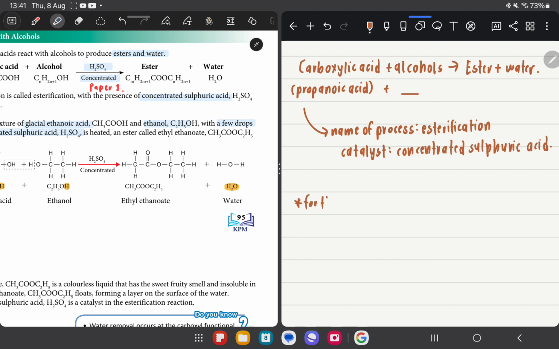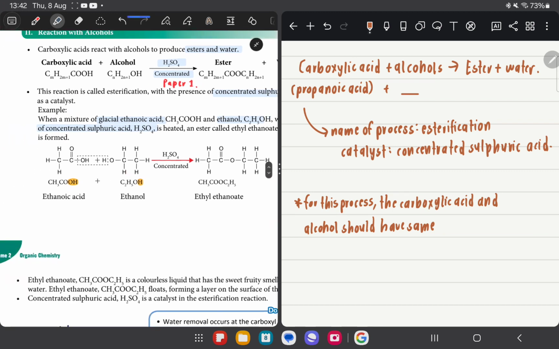For this process, the carboxylic acid and alcohol should have the same number of carbons.